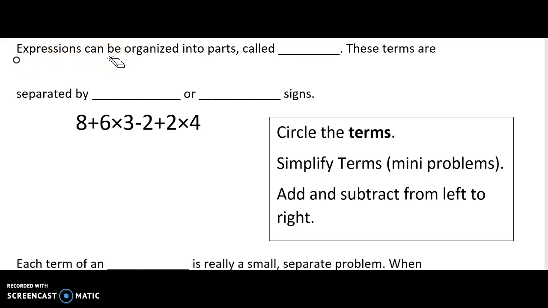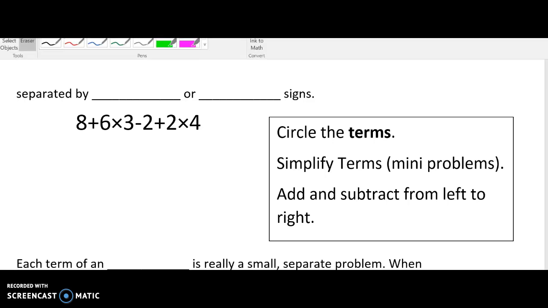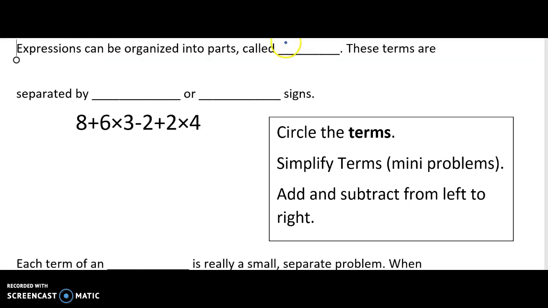Expressions can be organized into parts called terms. These terms are separated by blank or blank signs. Okay, I'm not going to give you the answer there. Instead, what we're going to do is circle the terms, and I will show you what the terms are. 8 is a term all by itself. 6 times 3 is a term. 2 is a term. And 2 times 4 is a term.